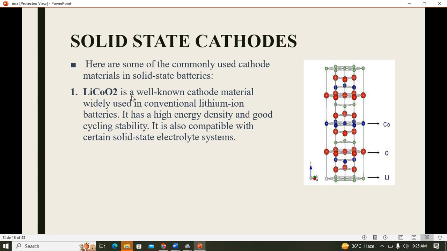Lithium cobalt oxide is a well-known cathode material widely used in conventional lithium-ion batteries. It has a high energy density and good cycling stability. It is also compatible with certain solid electrolyte systems. Here is the structure of this.